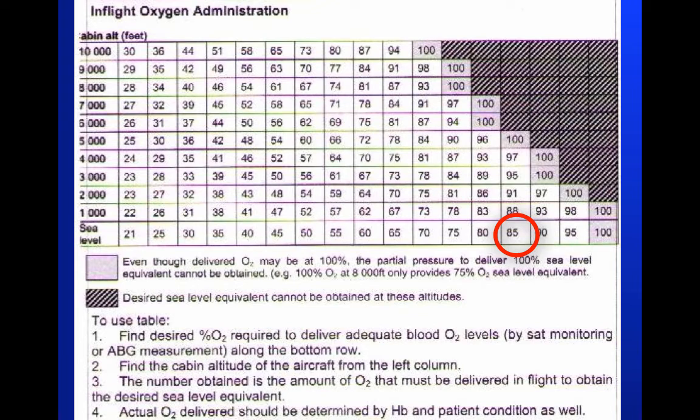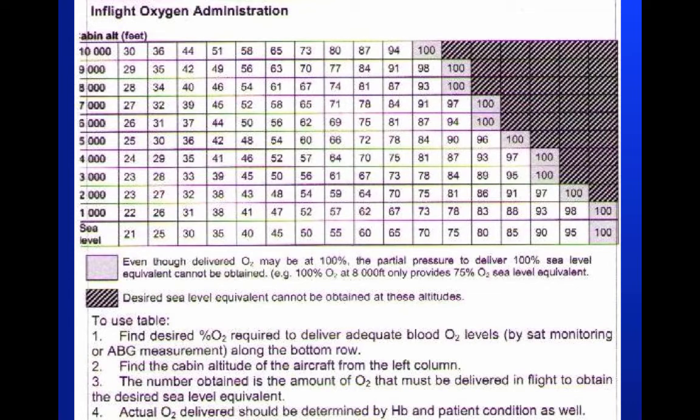To keep the patient's saturations at the same level, the table shows us how much the FiO2, or fraction of inspired oxygen, will have to be increased as the altitude increases. So at 5,000 feet, the patient will require an FiO2 of 1 or 100%. And at any altitude above that, we will be unable to deliver enough oxygen to maintain the ground level saturations. At these altitudes, the patient will become progressively more hypoxic.